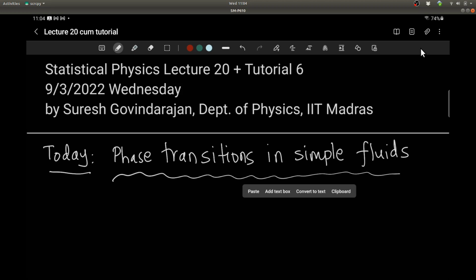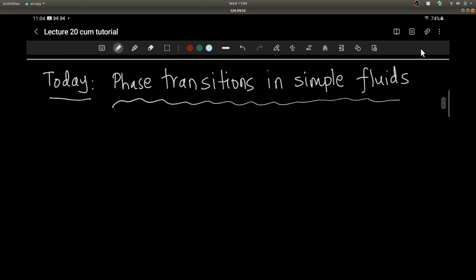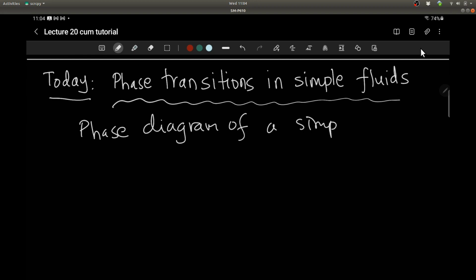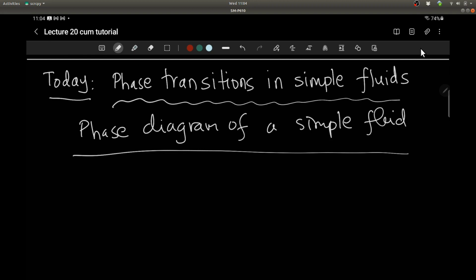Okay, so good morning, and we will continue our study of phase transitions in simple fluids. One of the things which we want to understand is the phase diagram of a simple fluid. Okay, I want to discuss that, and I think I drew something before, but we'll get some more details of that.